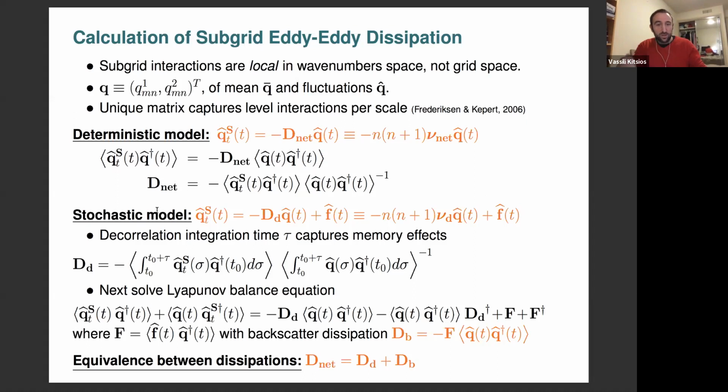The stochastic model, again, the way in which we calculate the coefficients is somewhat more involved, but the general point is there are no arbitrary parameters in any of this. All of the model, all of the dissipation coefficients and all of the variances of the stochastic forcing are determined from the data itself. There is also an equivalence between the deterministic and the stochastic model. The net dissipation is by definition equal to the drain dissipation, which is more dissipative than the net, plus the backscatter dissipation, which is in general negative.